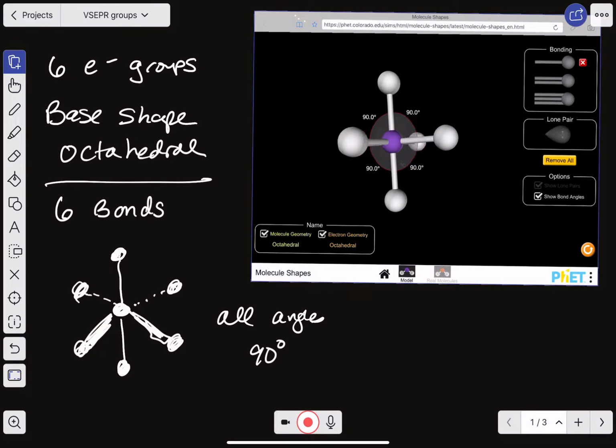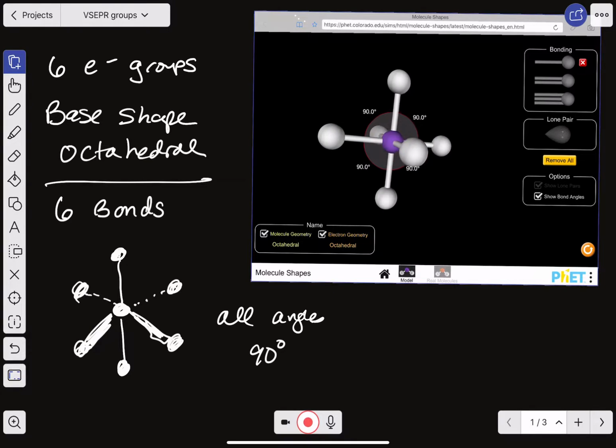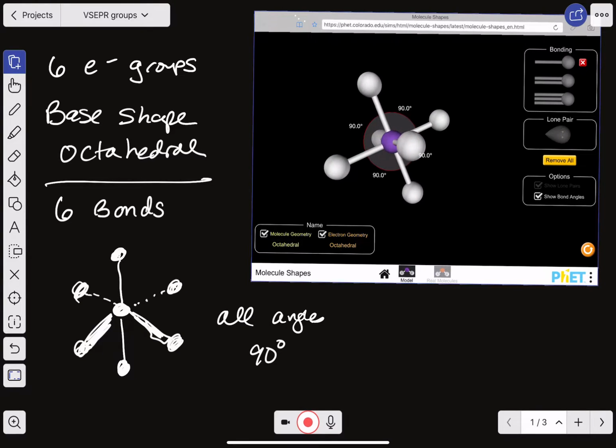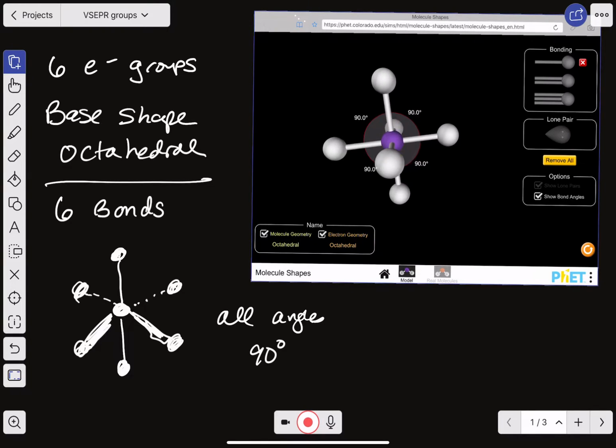Again, I'd encourage you to go to the PhET site and play with it. If you just type in PhET and then molecular shapes, you should be able to find these simulations to run on your own computer. But it's a very symmetrical molecule.